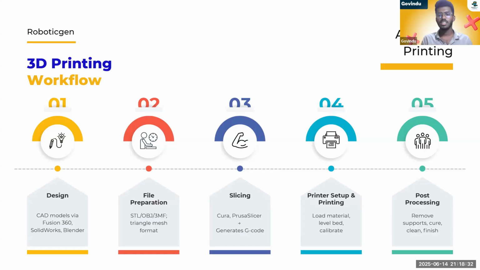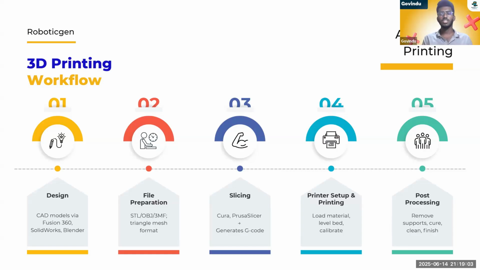After that comes printer setup and printing. After the slicing part, you will have a file that is unique to that 3D printer. Then you can insert that file into the 3D printer, and after the basic setup, like loading materials, leveling the bed, and calibration, everything that needs to be done before the 3D printing.